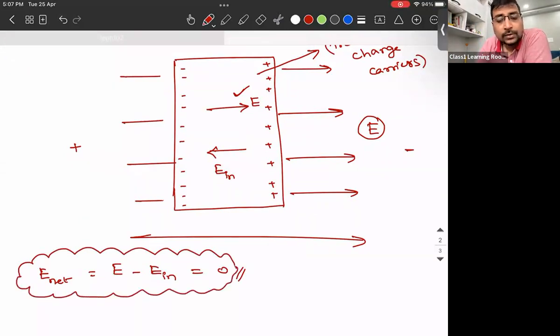Okay, so this is... inside a conductor, the electric field is 0. Make a note of this.